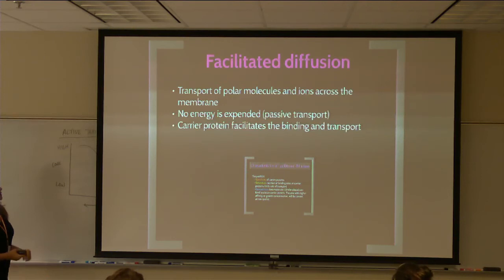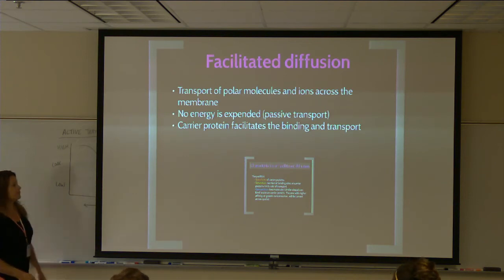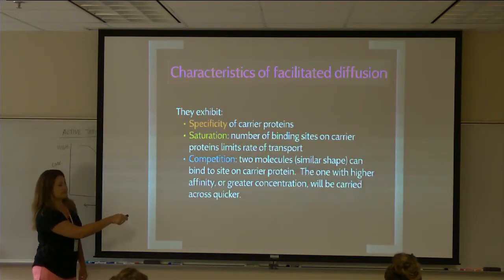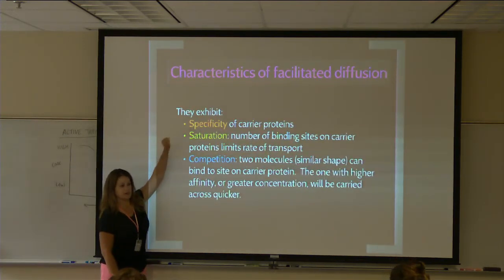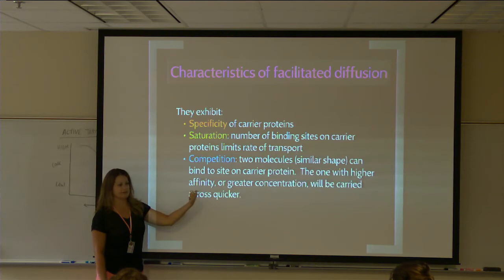Facilitated diffusion. Again, no energy. You go from an area of high to low concentration, and there's some type of protein carrier or channel to help move molecules across. These are the three properties we discussed. They are specific. There's saturation, meaning a certain number of binding sites to help aid molecules across. The more binding sites you have, the faster molecules move across.